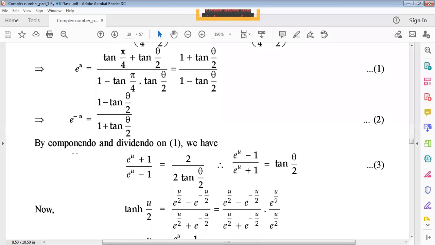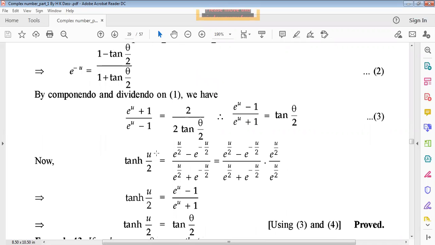Now by componendo and dividendo on equation 1, e to the power u equals this: numerator plus denominator divided by numerator minus denominator, equals numerator plus this, numerator minus this in the denominator. So 2 will be cancelled. We get this equals only tan theta by 2. This is equation 3.